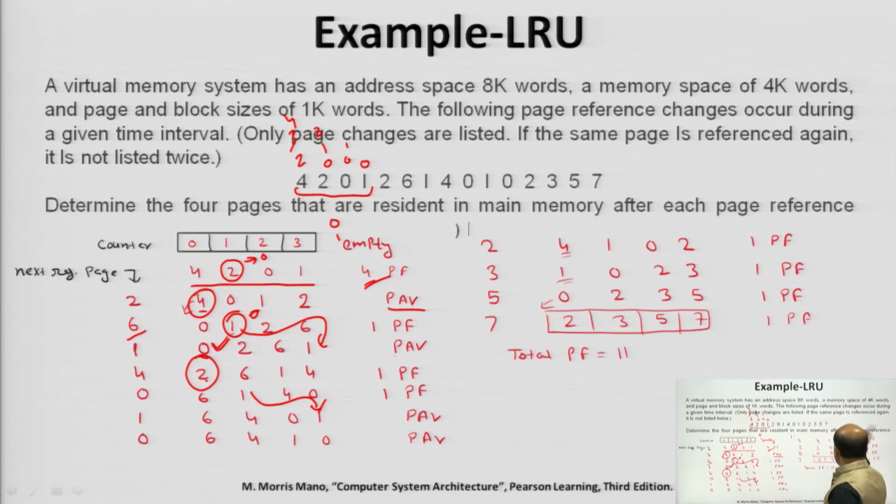This way we can implement the LRU concept, and finally we can see the same pages as we had in the case of FIFO. Pages 2, 3, 5, 7 are available finally in the main memory, and we can also calculate the page faults. In this case also, it comes to 11.